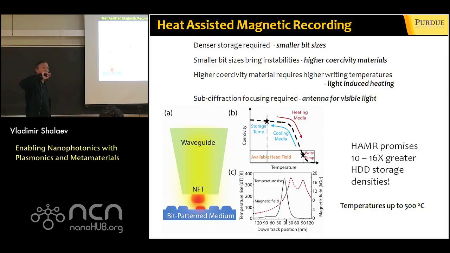When you flip the magnetic moment, this is like your 1 bit. So if you flip it again, it's 0, 1, and 0. So that's the way you record information. And if you would like to place this information in a denser way, you have to use smaller grains to flip the magnetic moment.